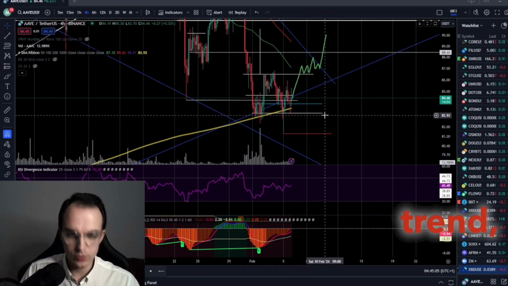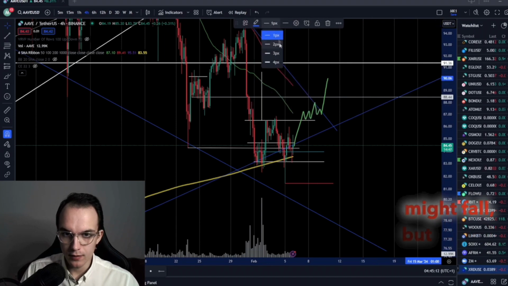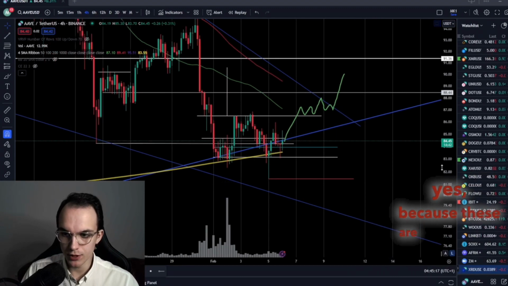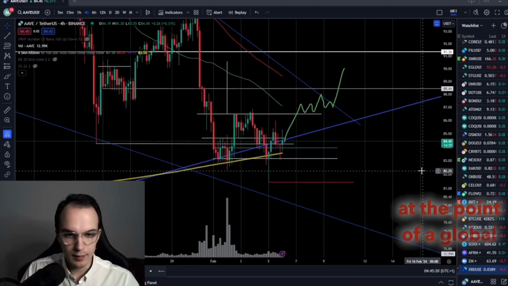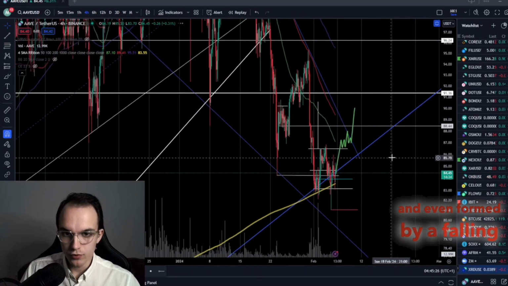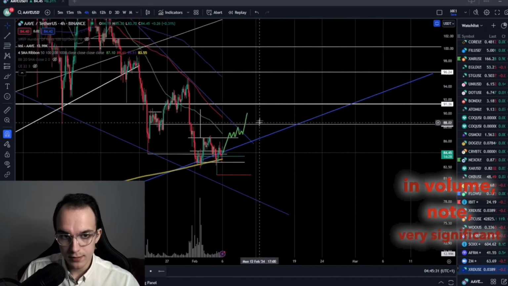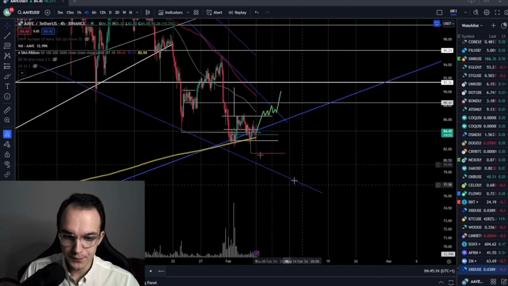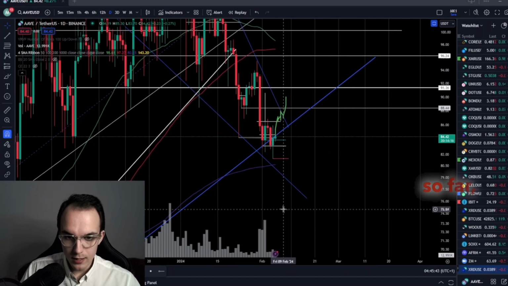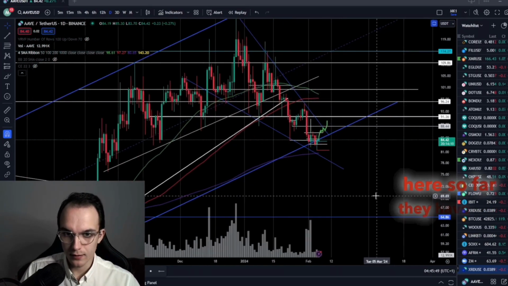The lower limit of the trend, let's highlight it boldly so that we don't break through it. Yes, in general it might fall, but in the current bull market, the idea is not bad. Yes, because these are rare moments when at the point of a global uptrend, there will be an end and a downtrend, and even formed by a falling wedge. Yes, a pattern, beautiful. An increase in volume, note, very significant within this descending wedge. Here on the daily in general, it is considered, yes, there are disadvantages of this. So far, the volumes were higher, of course, within the framework of this uptrend. Here so far they have just increased.